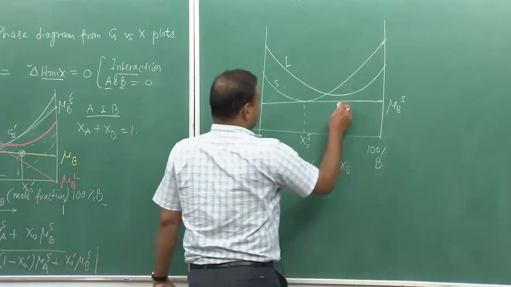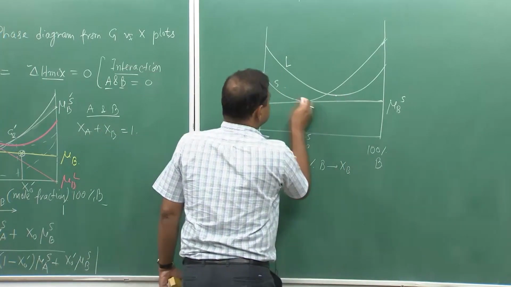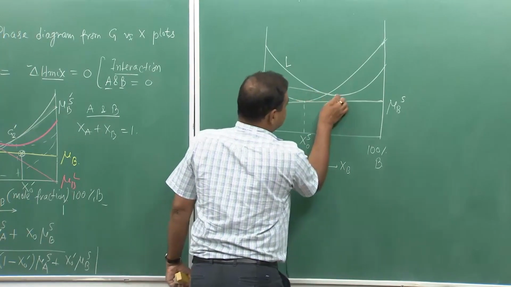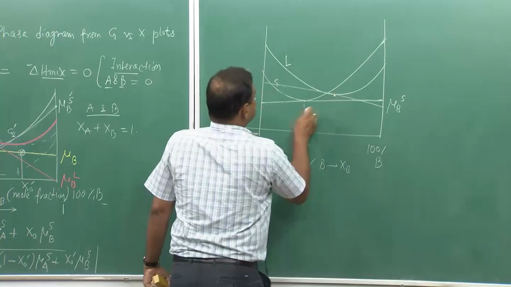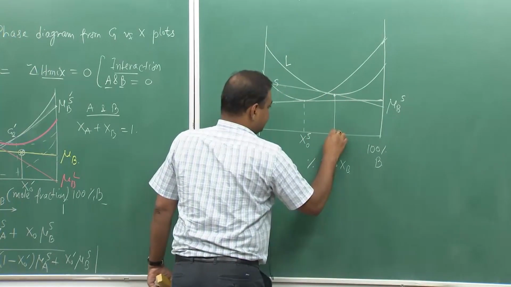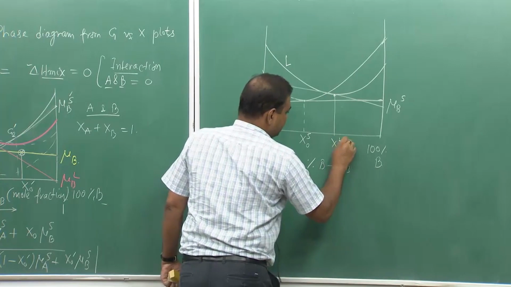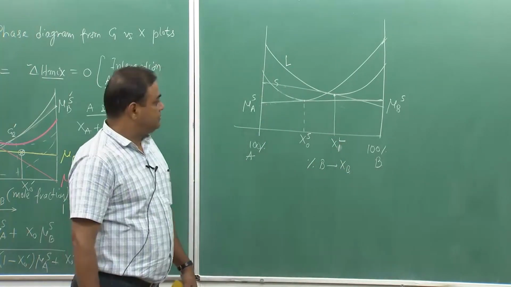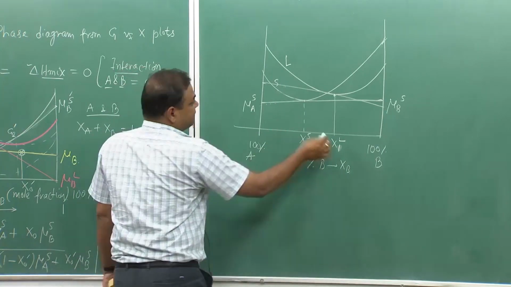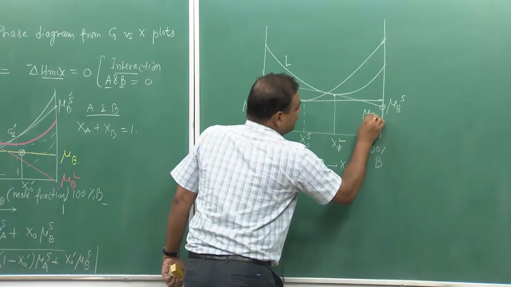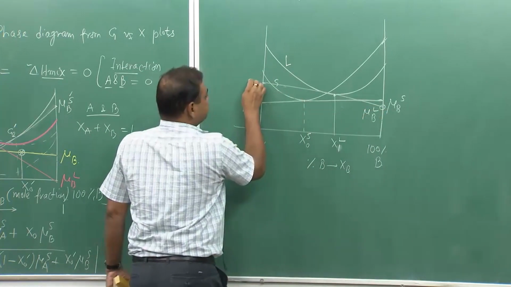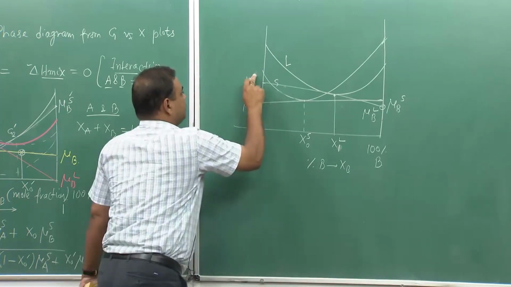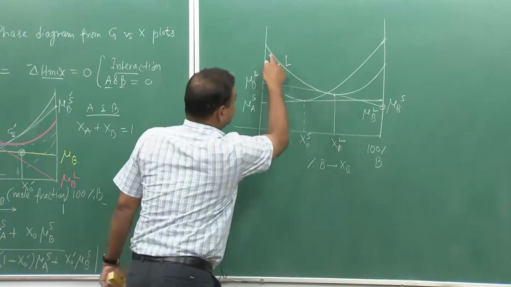Now, if I try to draw another free energy tangent over this point, this is x 0 liquid, let us say x 1 liquid. So, now this value would be mu B liquid, and this is mu B solid. Sorry, it is a liquid phase, because this line indicates the liquid.